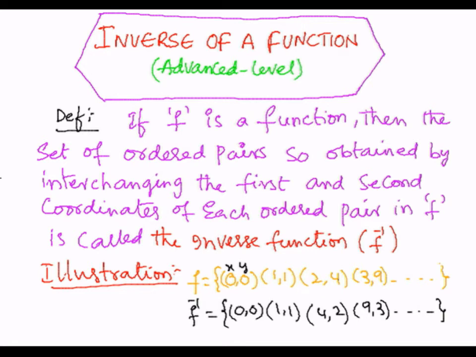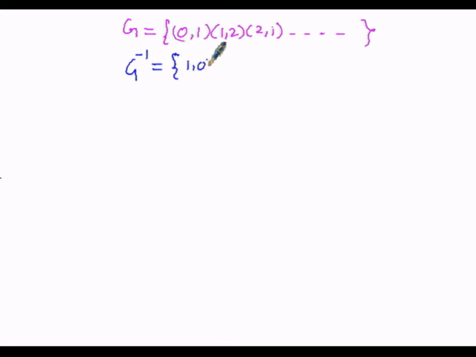Now let us do one more illustration. The function g is equal to the set consisting of the ordered pairs 0 comma 1, 1 comma 2 and 2 comma 1, and so on. Here g inverse is obtained by interchanging the ordered pairs: 0 comma 1 as 1 comma 0 as the first ordered pair, 1 comma 2 as 2 comma 1, and 2 comma 1 as 1 comma 2, and so on.